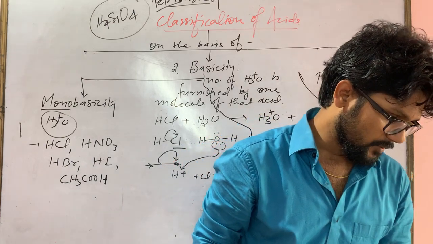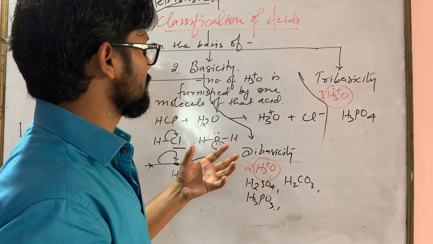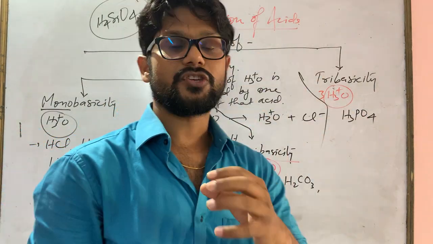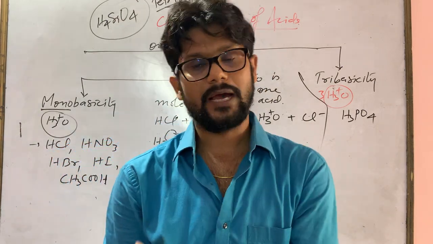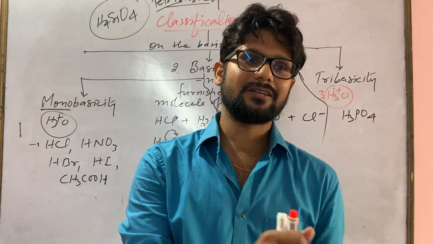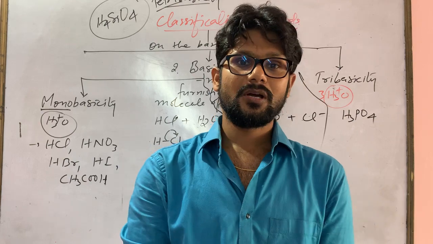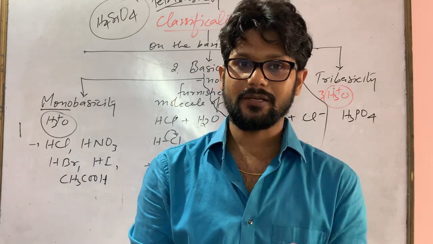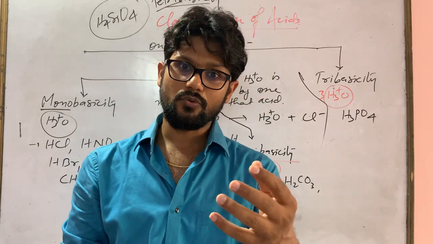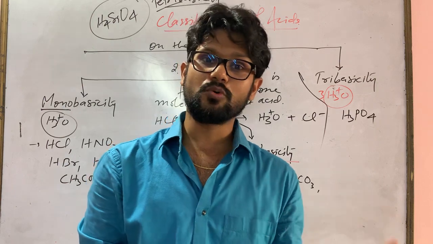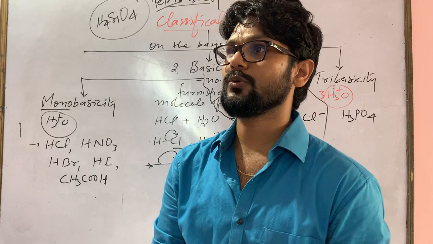Now one more thing I want to tell you: one more category is classified on the basis of concentration. You are familiar with this topic, that is concentrated acid and dilute acid. Concentrated acid means it contains more amount of acid compared to the amount of water. And dilute means the amount of water is more as compared to the amount of acid in that solution. That is called dilute acid.